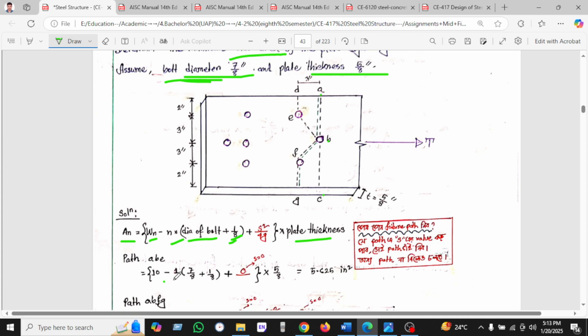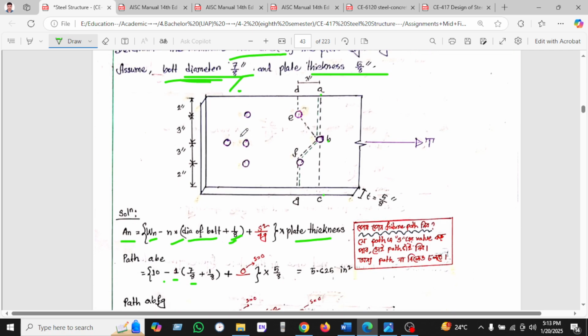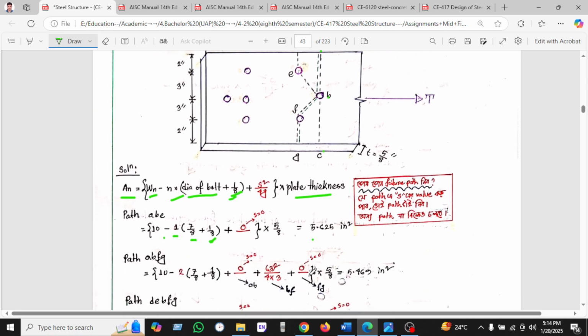Okay, the number of holes is 1, and 7 by 8, we know the diameter of the bolt is given as 7 by 8, and 1 by 8 is a constant. This is actually the vertical path we have taken. That's why s will be 0, and we found 5.625.